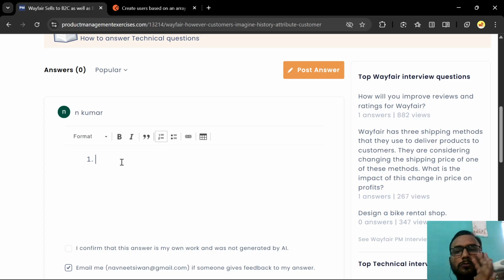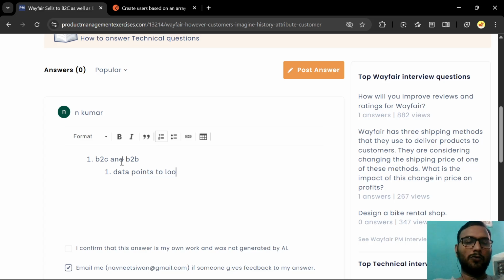question itself. So, Wayfair sells to both customers, B2C and B2B. So the question is, what factors or what data would you look into to determine which customers are B2B and which are B2C? Because at Wayfair it is becoming difficult to analyze that. So the data points to look at for identifying.